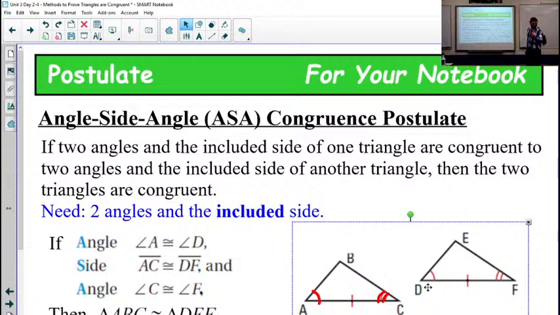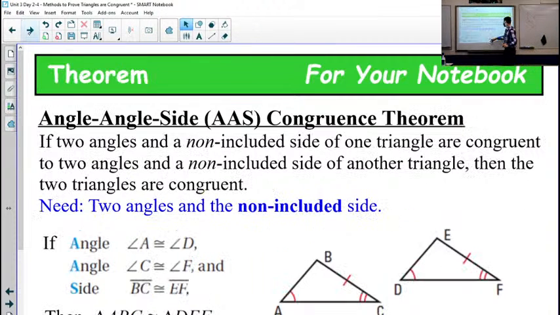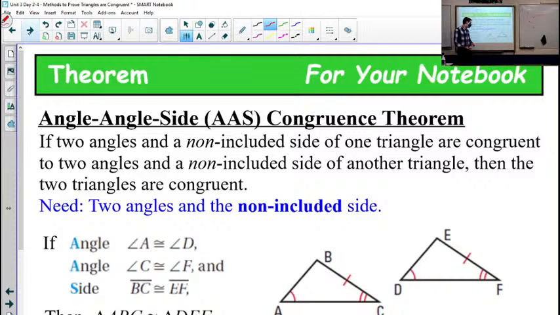Versus my next one, watch before you write down, which is angle, then my side. Angle, angle, side. Now you can start writing. So angle, angle, side needs two angles and the non-included side. Two angles and the side that's not included between them. So here's my two angles. And then here is my side over here that's not included.